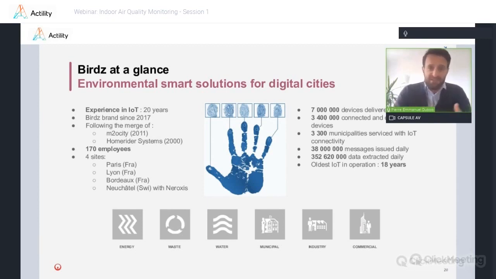Our domain of expertise is quite large. We were initially a pure player in water, but we have now been boosting our market penetration and promotion in waste, energy, smart building, and obviously indoor air quality. We help our customers measure their consumption so they can understand and reduce their impact in terms of environmental footprint.